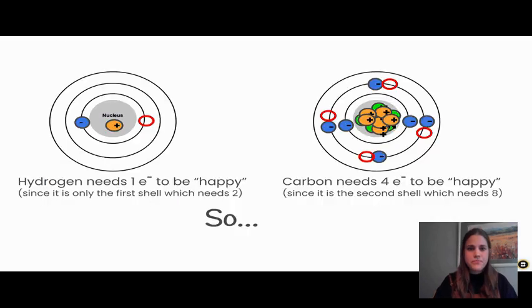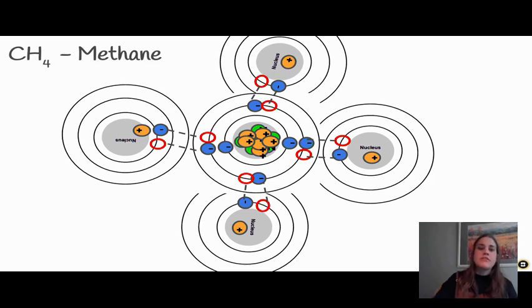Okay, so hydrogen needs one to be happy. Carbon is going to need 4 to be happy. So what happens if enough of them interact? We get methane. Methane is a molecule we're going to be talking about this year. It's made up of a carbon and 4 hydrogens, and they end up just sharing their electrons. So here, this hydrogen is going to share with this carbon and vice versa. Same thing here. They're going to share those. They're going to share, and they're going to share.